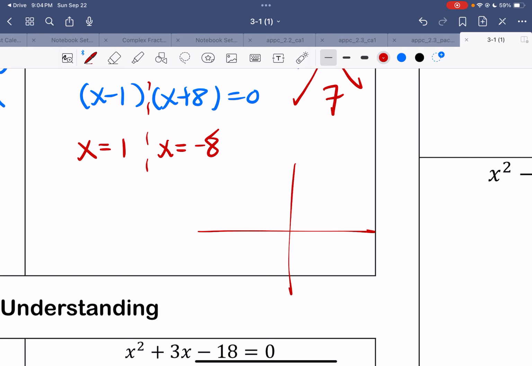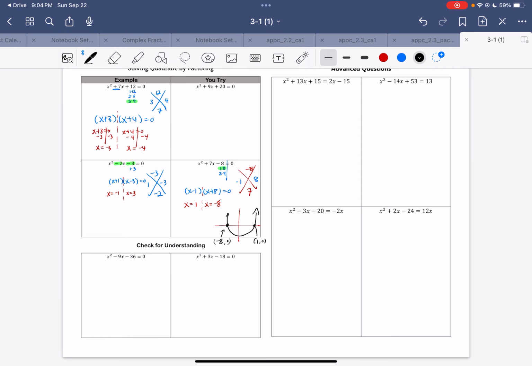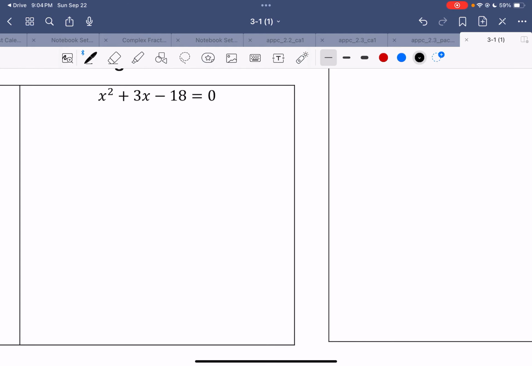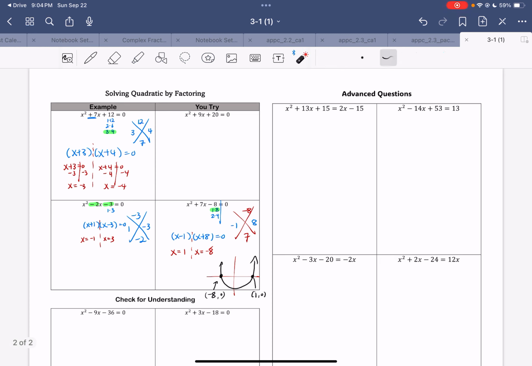So here, just in case you don't know what you're doing, this is what you're doing. We have a quadratic graph. Do you see we have two x-intercepts? This one is negative 8, this one is positive 1. That's what you're looking for here by factoring, okay? So you can try these two questions by yourself. Those are easy. Maybe I will go over this one question. Oh, never mind. You can do these two by yourself. So let me go over these questions because these are easy.